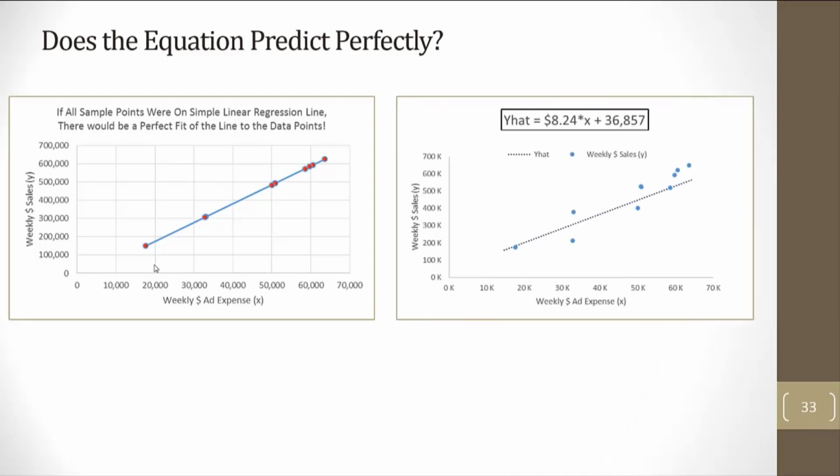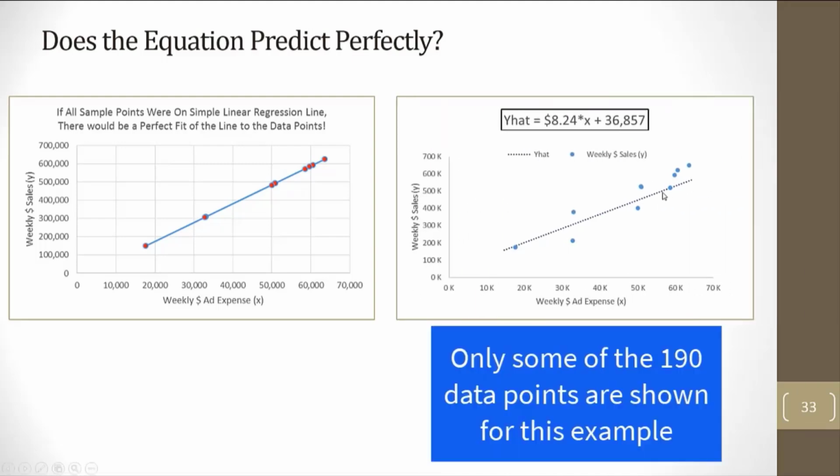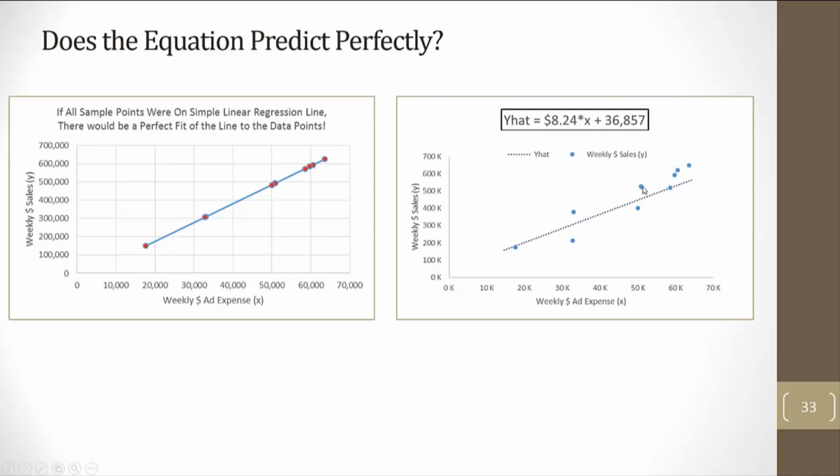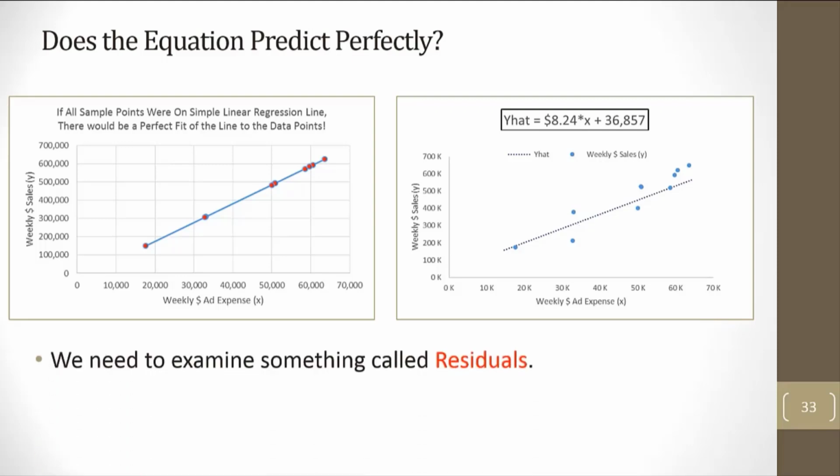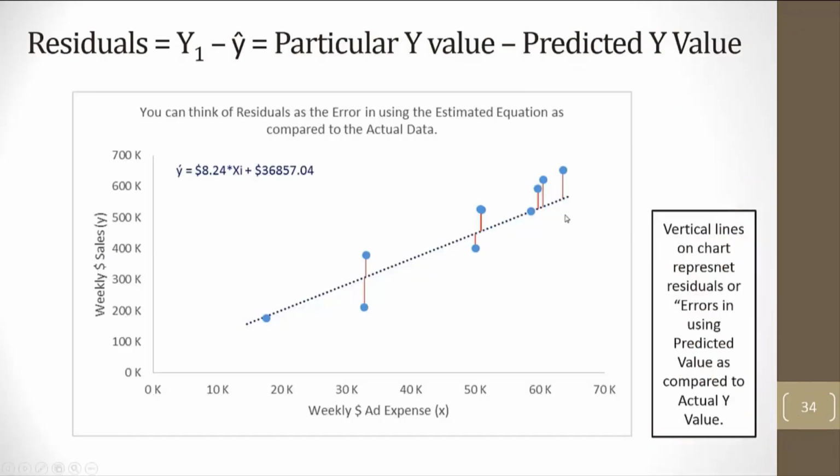But that's not what we have. Here's what we have. Here's our estimated regression line. And there's all of the original sample data points. They're not on the line. You can think of the distance between each one of the original sample points and the line as a bit of an error when we use this model. Now, the distance between a particular value and the estimated value we would get at that x value is called a residual.